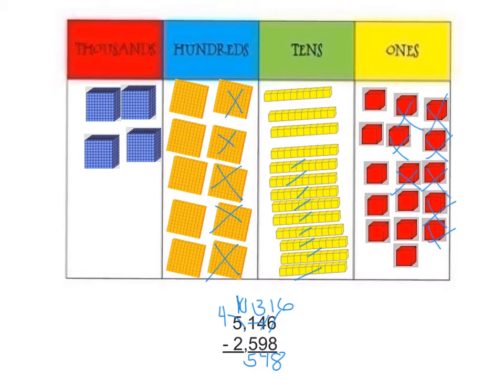And for the last step, we need to subtract the thousands. 4,000 minus 2,000 leaves us with 2,000, which makes our answer 2,548.